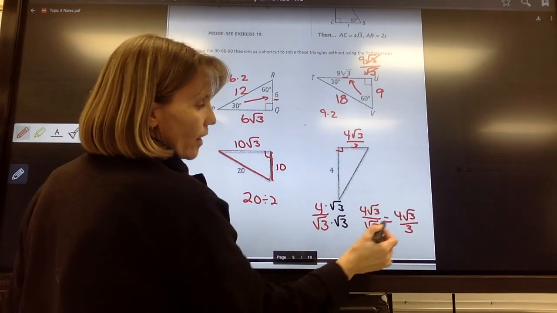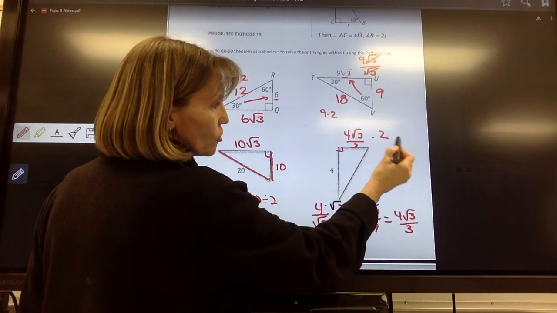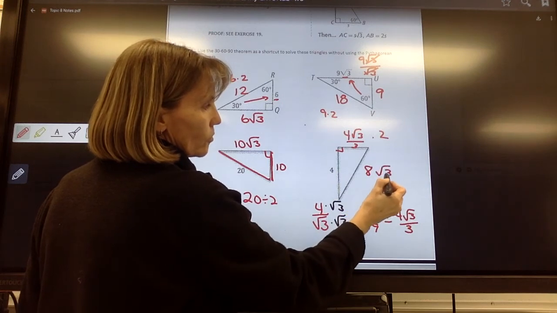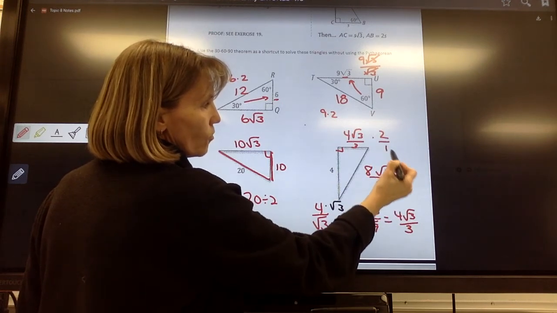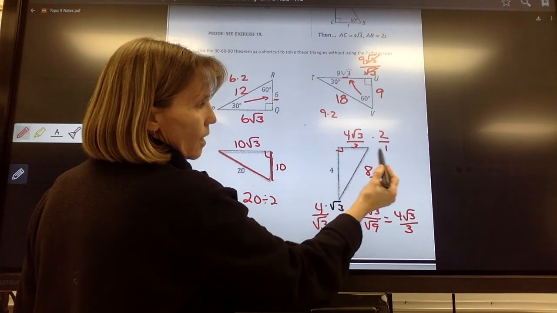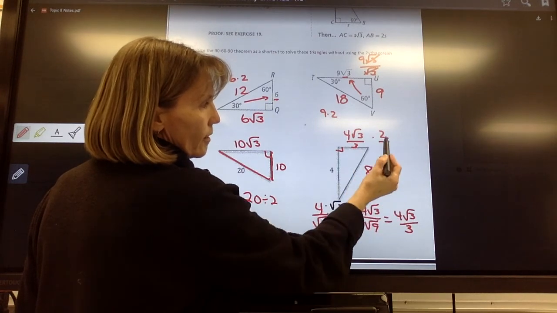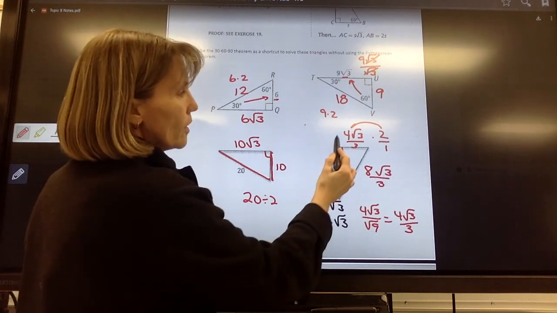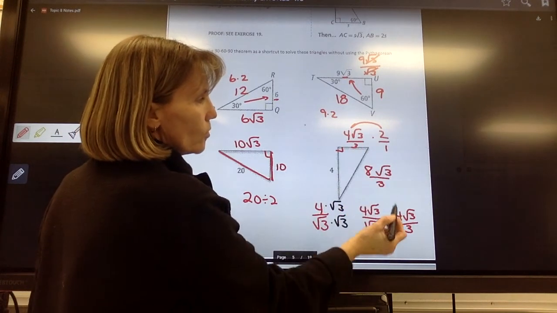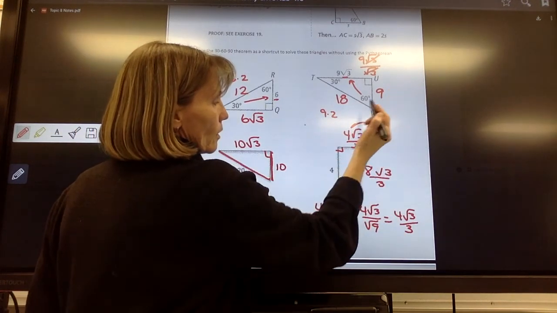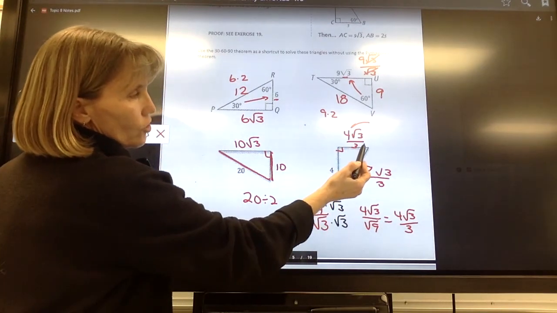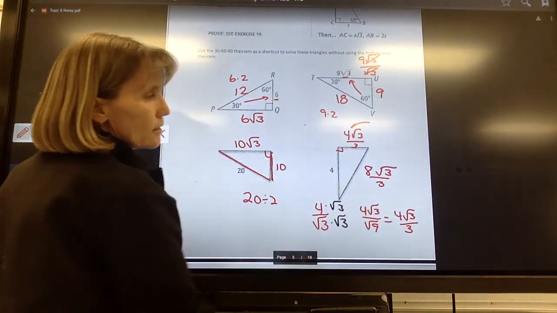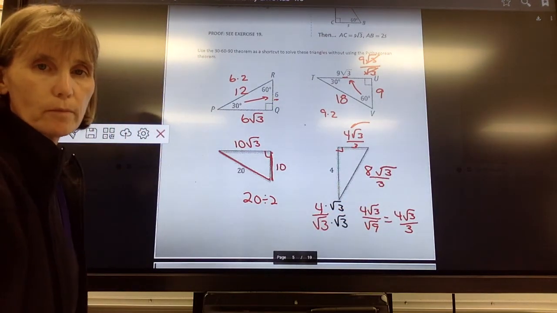So I'm going to take this value and I'm going to take it times 2. Well, when I take that times 2, I get 8 square root of 3 over 3. This is like 2 over 1. So the denominator, 3 times 1 is still 3. Here you can only multiply the numbers that aren't under a radical. So 4 times 2 is 8, and we just leave the square root of 3. So my short leg is 4 square root of 3 over 3. And my hypotenuse is 8 square root of 3 over 3.